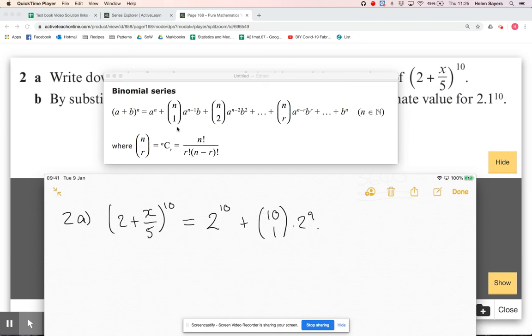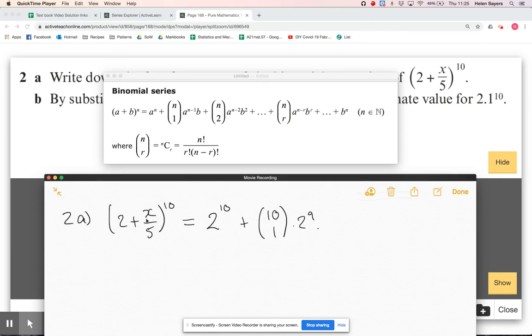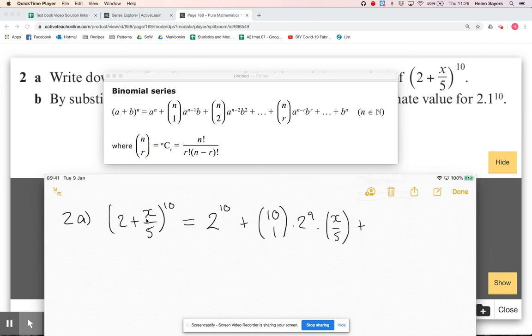And then I get b. So for us, b is x over 5. I'm going to use brackets there. Okay, so then it's going to be 10 choose 2. It's going to be 2 to the power of 8. And b is going to get squared.